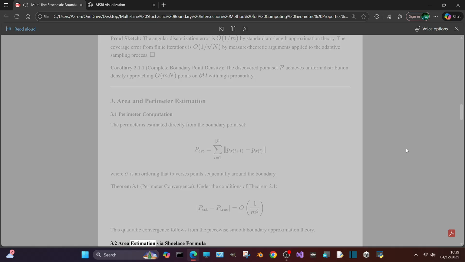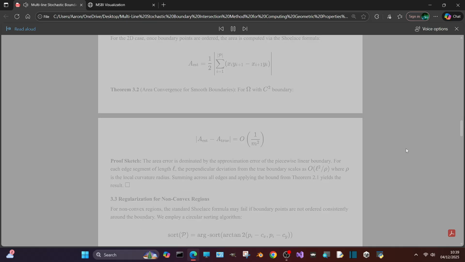3.2 Area estimation via shoelace formula. For the 2D case, once boundary points are ordered, the area is computed via the shoelace formula. Theorem 3.2: Area convergence for smooth boundaries.